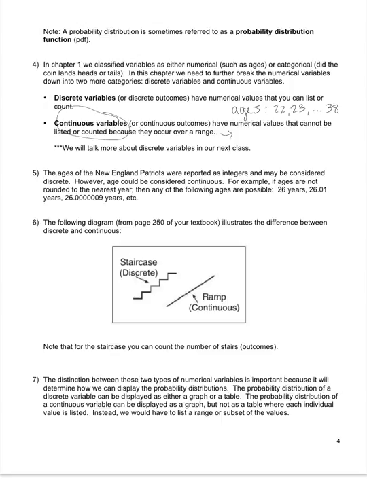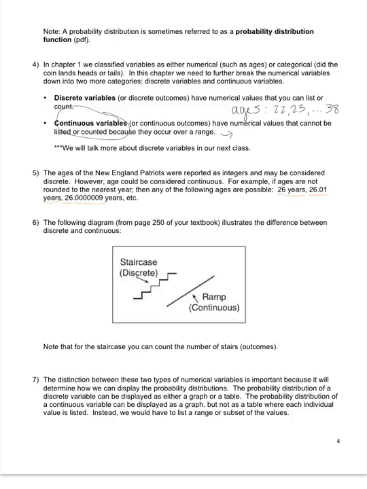All right, so in number 5, the ages of the New England Patriots were reported as integers and may be considered discrete. However, age could also be considered continuous. For example, if ages are not rounded to the nearest year, then any of the following ages are possible. So you could have someone who's exactly 26 years old, someone who's 26.01 years, or 26.000, a bunch of zeros, 9 years, etc. In that case, you're looking at it as how many years, days, hours, maybe even seconds old they are.